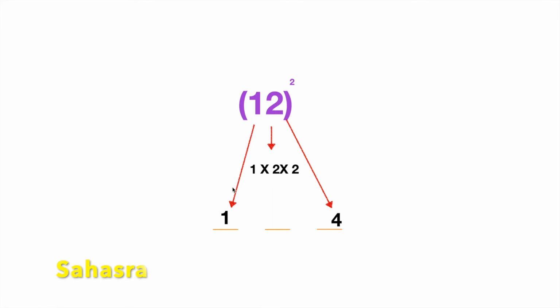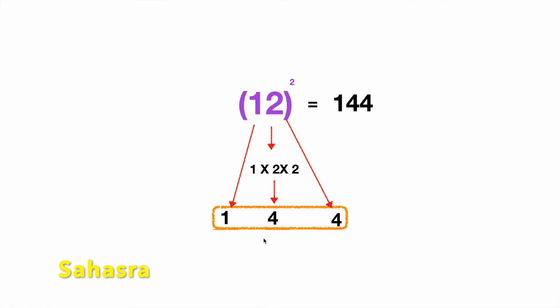Then multiply all numbers. 1 times 2 times 2 equals 4, because 1 times 2 equals 2, and 2 times 2 equals 4. The answer is 144.